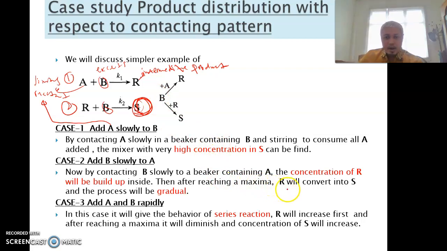After reaching a maximum, R will convert into S, and the process will be gradual. Okay, then we have the third case, add A and B rapidly. Both we add rapidly in the beaker, which gives the behavior of a series of reactions. So this reaction will happen simultaneously.